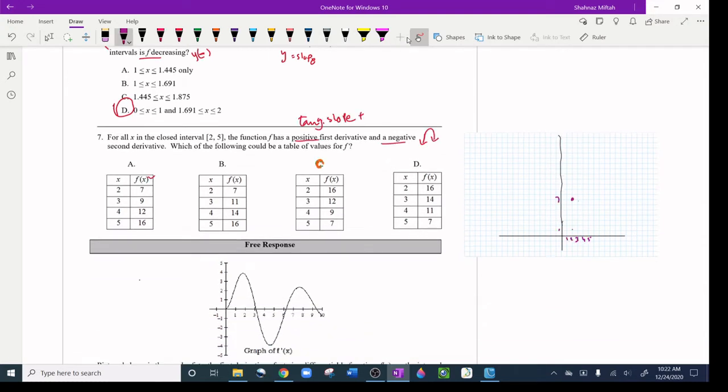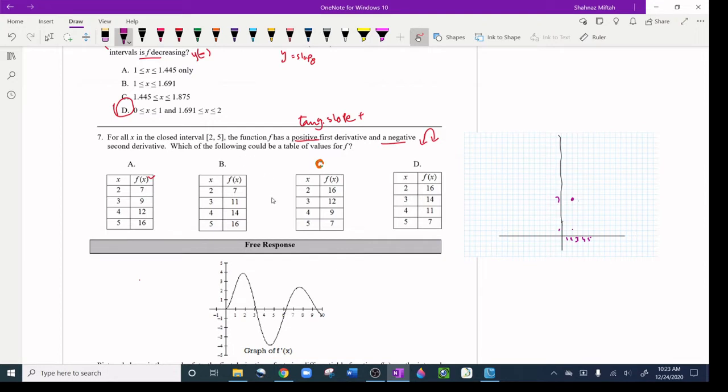Question number 7. Question number 7 says, for all x in the closed interval 2 to 5, the function f has a positive first derivative, which means tangent slope supposed to be positive, and a negative second derivative, which means concave down. Which of the following could be a table of values for f?